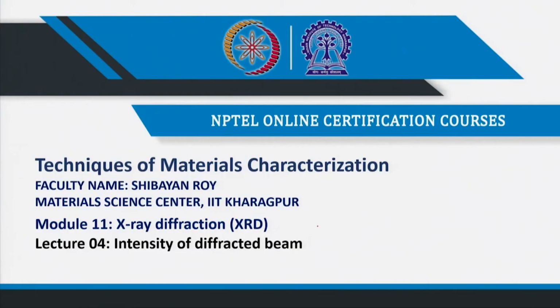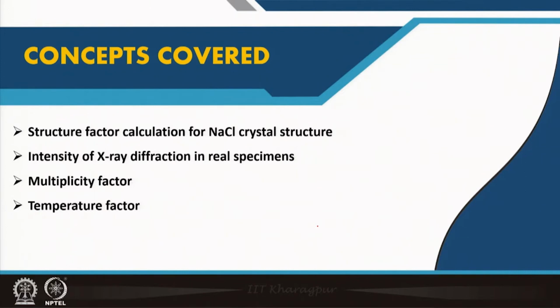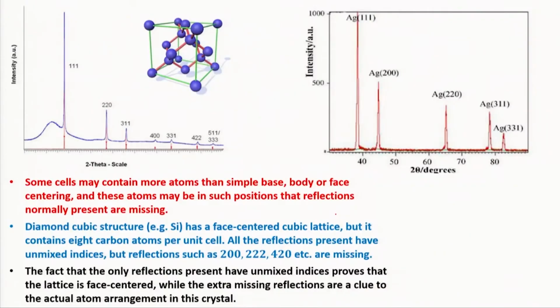In this class we will continue with that and discuss the structure factor calculation for a more complex crystal structure like NaCl. Then we will see the intensity of X-ray diffraction in a real specimen, and what other factors this intensity depends on in a real sample. We will try to discuss at least the multiplicity factor, and the temperature factor possibly in the next class. So, we will continue our discussion of the structure factor for more complex crystal structures.